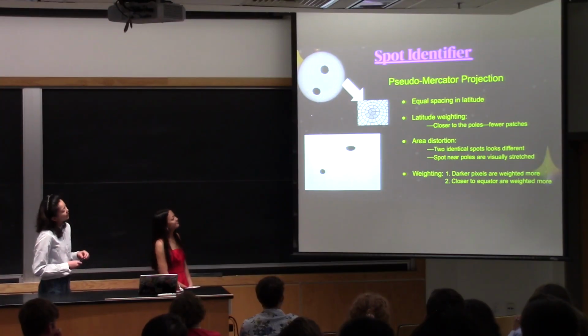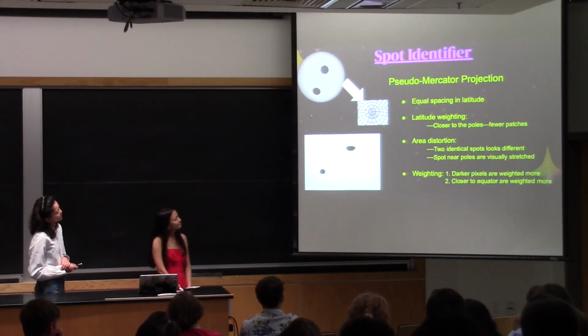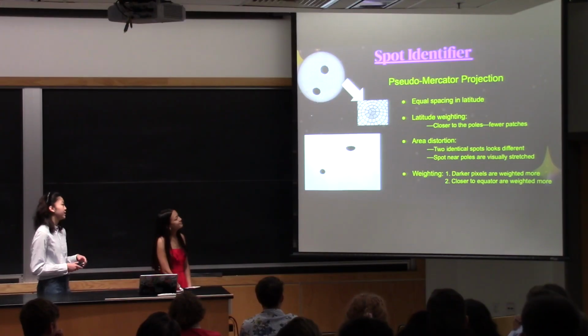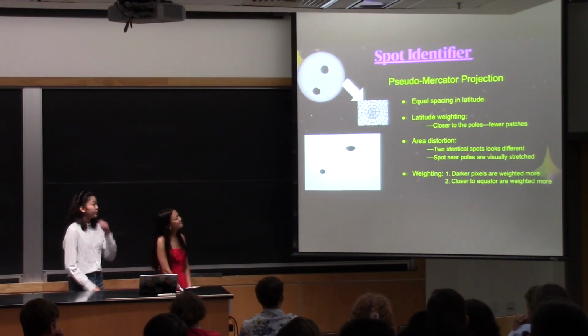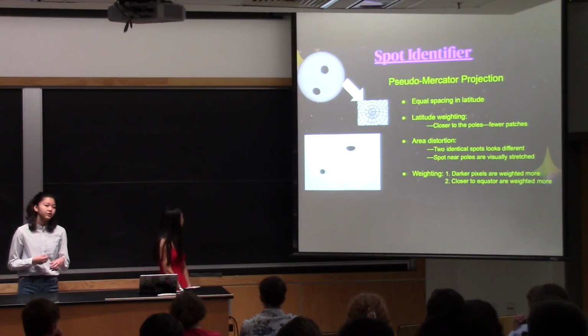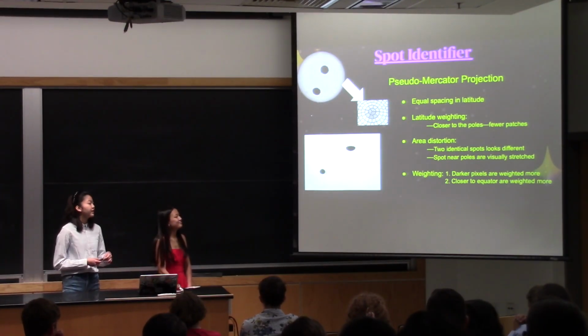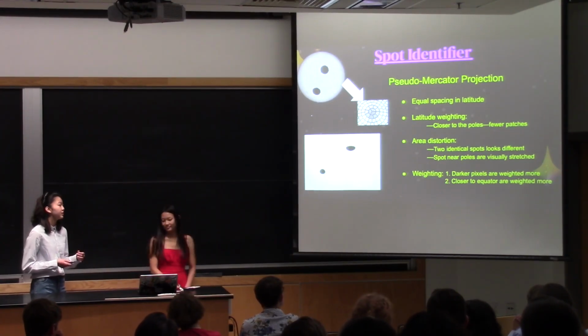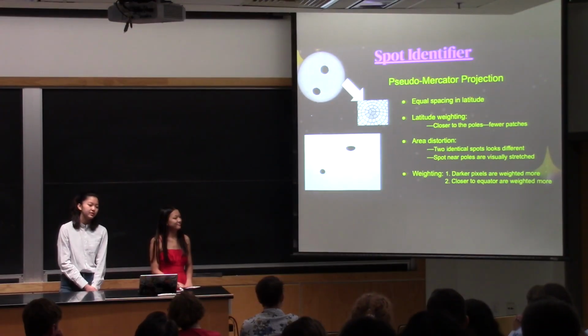One example of area distortion is shown in the second picture. Two identical artificial star spots look visually different. The one at higher latitude seems to be stretched onto the flat map. In order to eliminate this bias and calculate an accurate position for the spot, we have two weighting rules. Darker pixels and pixels closer to the stellar equator are assigned higher weights in our computation.